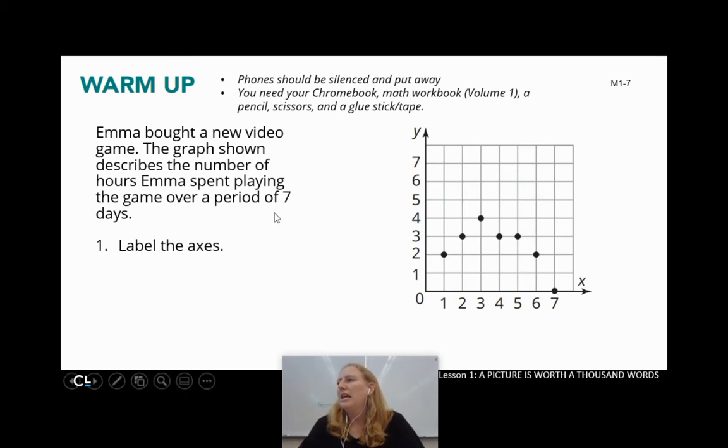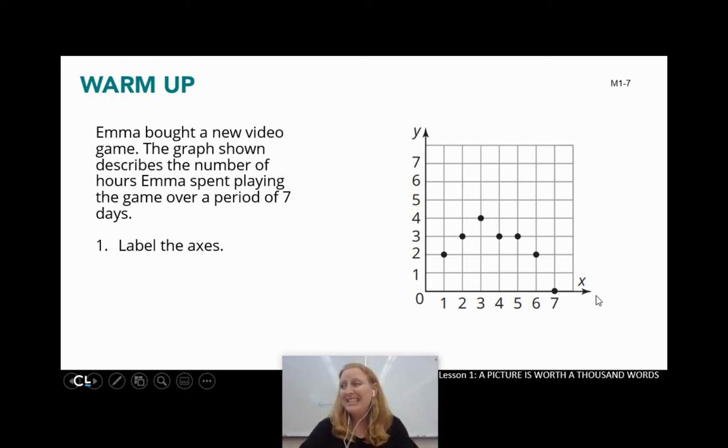So, a period of 7 days, and how many hours she spent playing the video game. Well, we know she played for 7 days, and I see points on all 7 of these. So that makes me think that my x-axis is the number of days, time measured in days. If my x-axis is my time, then my y-axis is the time she spent playing the video game, the number of hours she spent playing that video game.